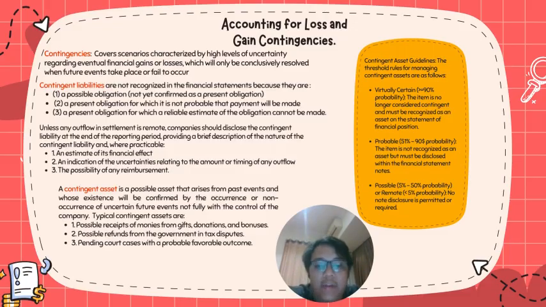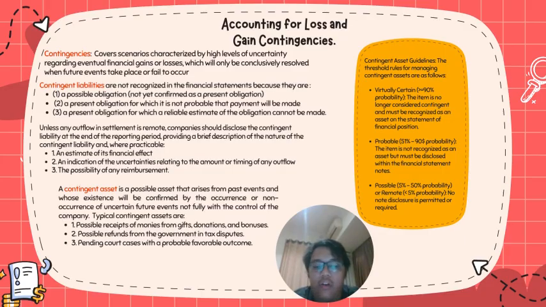Firstly is liabilities, where a contingent liability itself is not recognized in the financial statements because, firstly, there is a possible obligation that is not yet confirmed as a present obligation. Secondly, a present obligation for which it is not probable that payment will be made. Thirdly, a present obligation for which a reliable estimate of the obligation cannot be made.